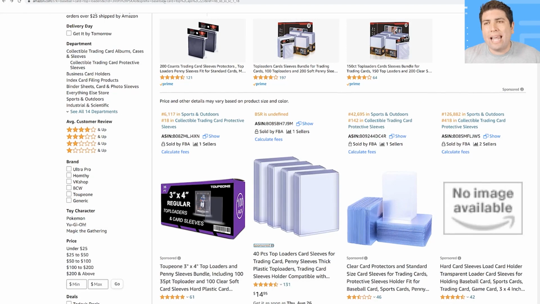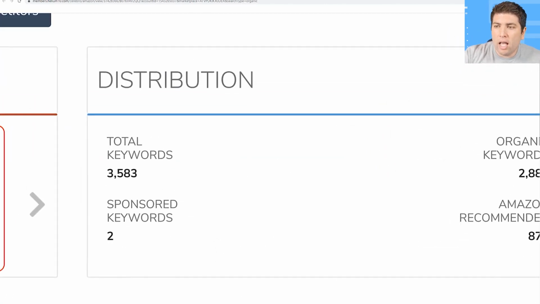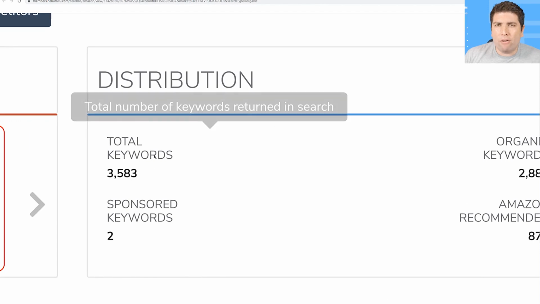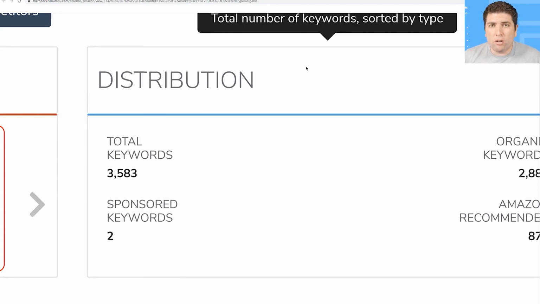The third data point that Cerebro is finding is any keyword that Amazon recommends that somebody would advertise for this product. So there are 3 different data points. And as you can see, Cerebro for this one found 3,500 words. Now remember, what was I looking for by doing this search?